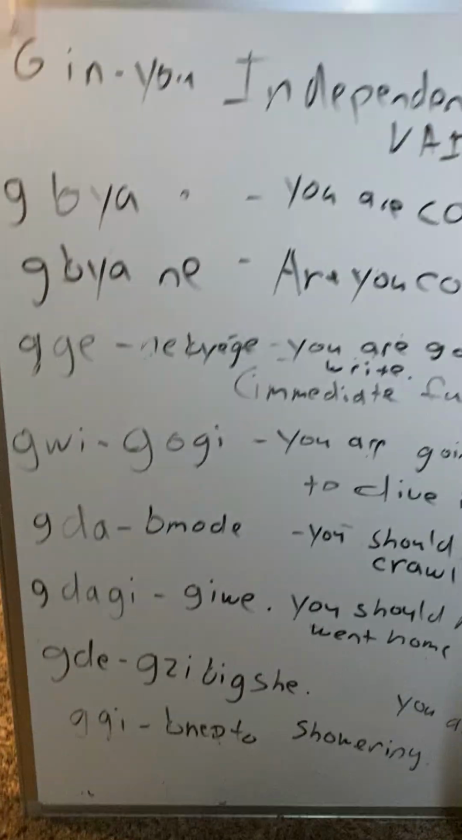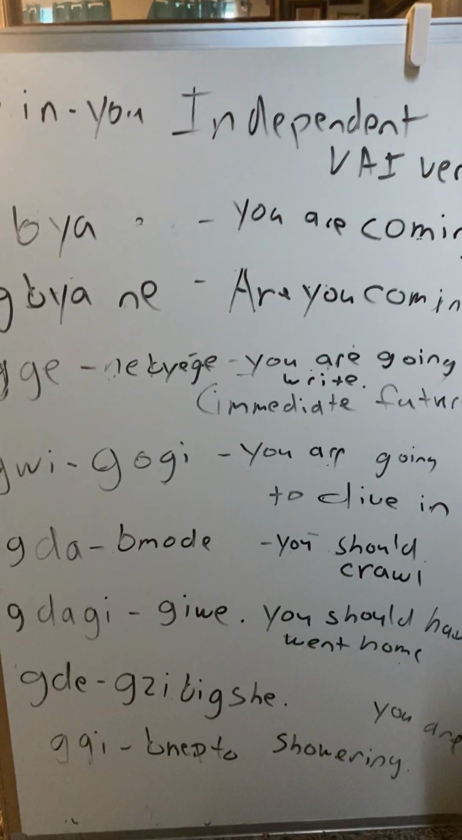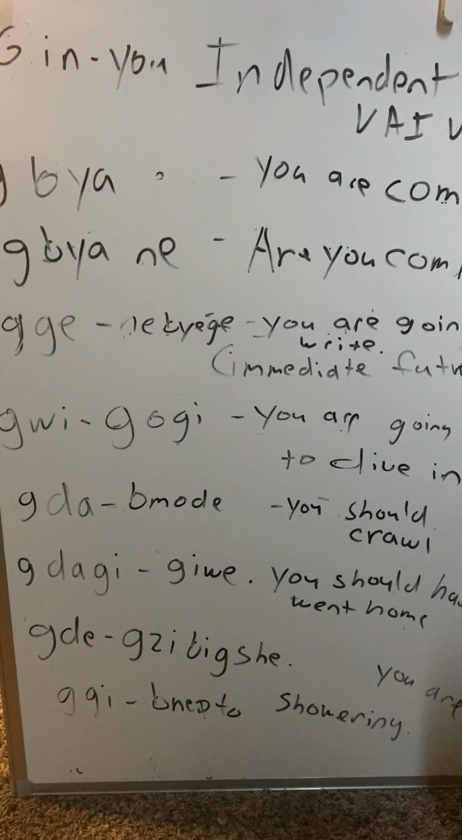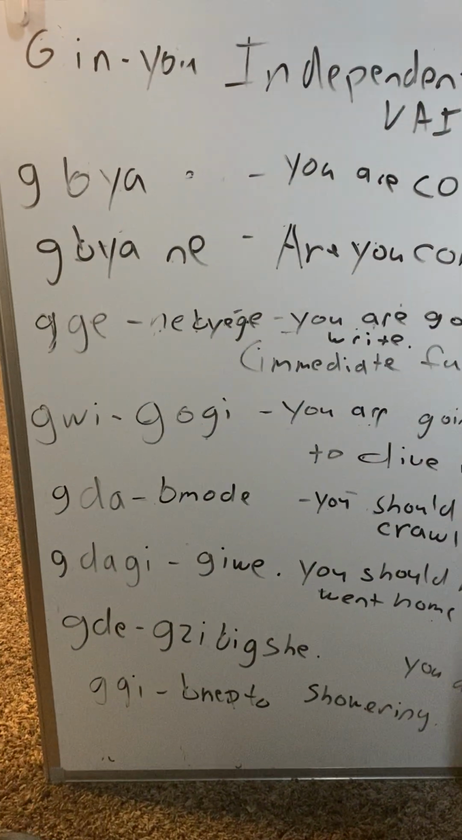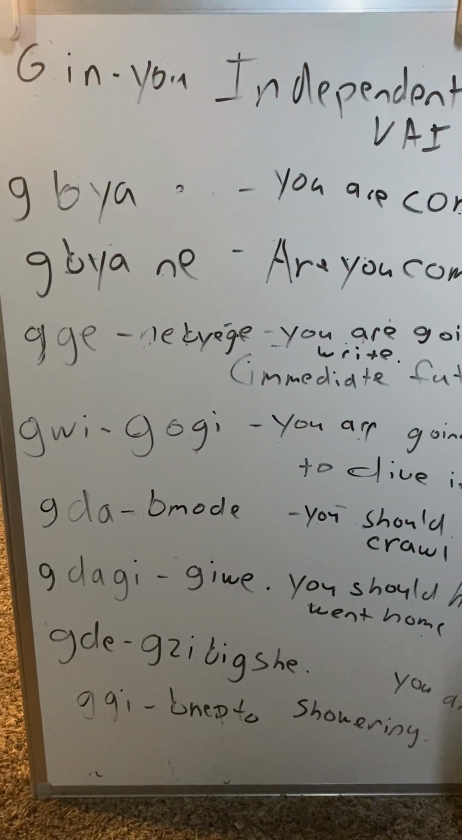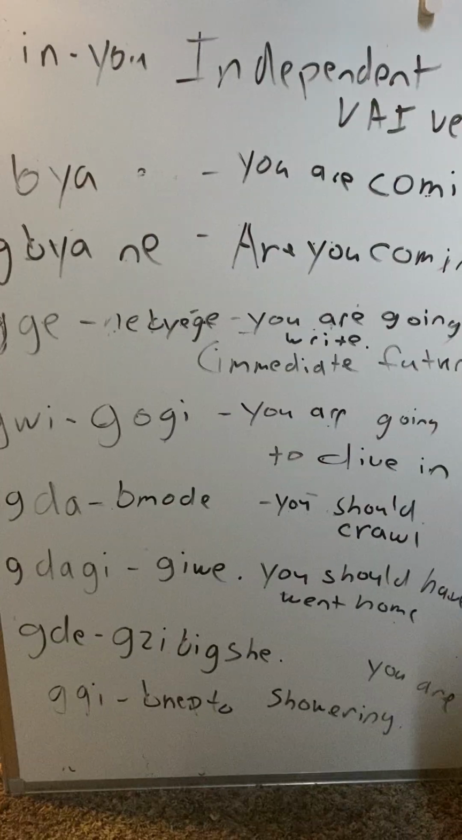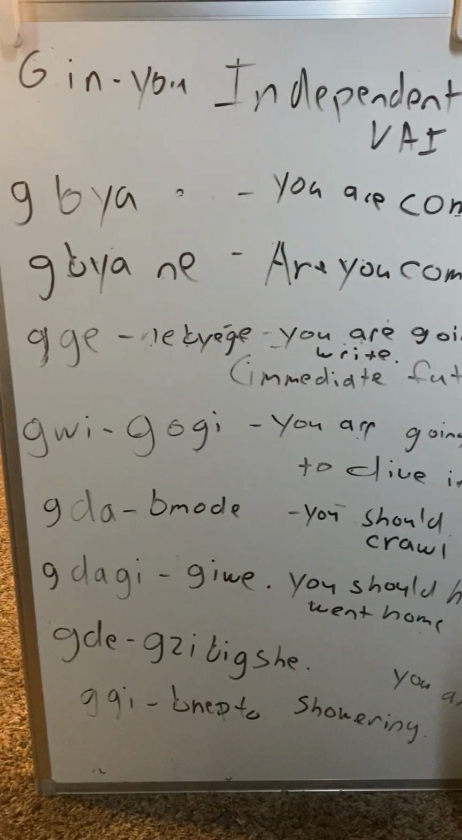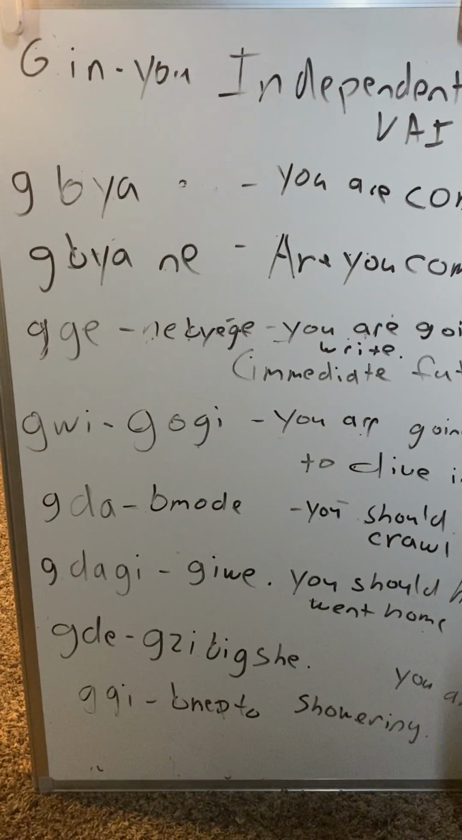You were running. So one more time, again, the gin with the U form, it's the G that's saying that's the part, it's telling you it's you. Gabia, you are coming, just a statement. Gabia. Gabia ne, are you coming? Gabia ne. So a lot of these, when you're asking the question, are going to have the ne with it.